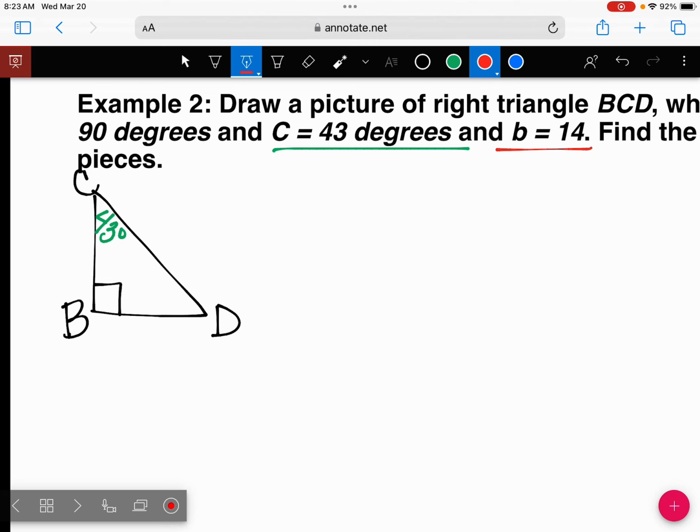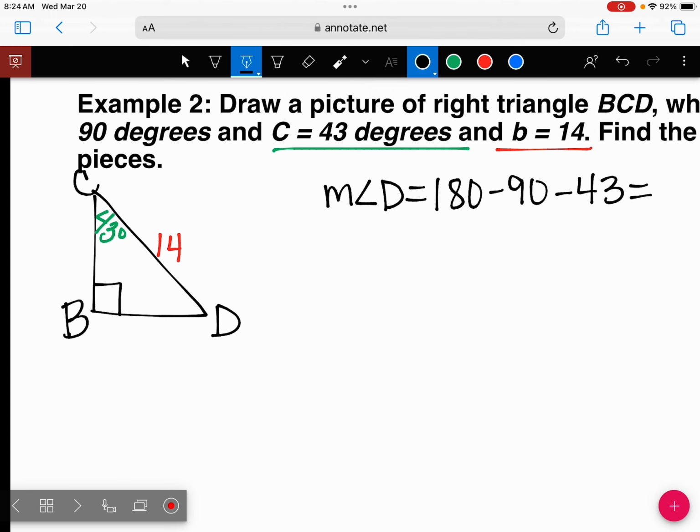And then they also told me that little b is 14. Remember, little b has to be opposite of big B. So little b would be right here. We've got to figure out what's missing. The easiest thing to find would be the measure of angle D. Measure of angle D is going to equal 180 minus 90 minus 43. That's 47.